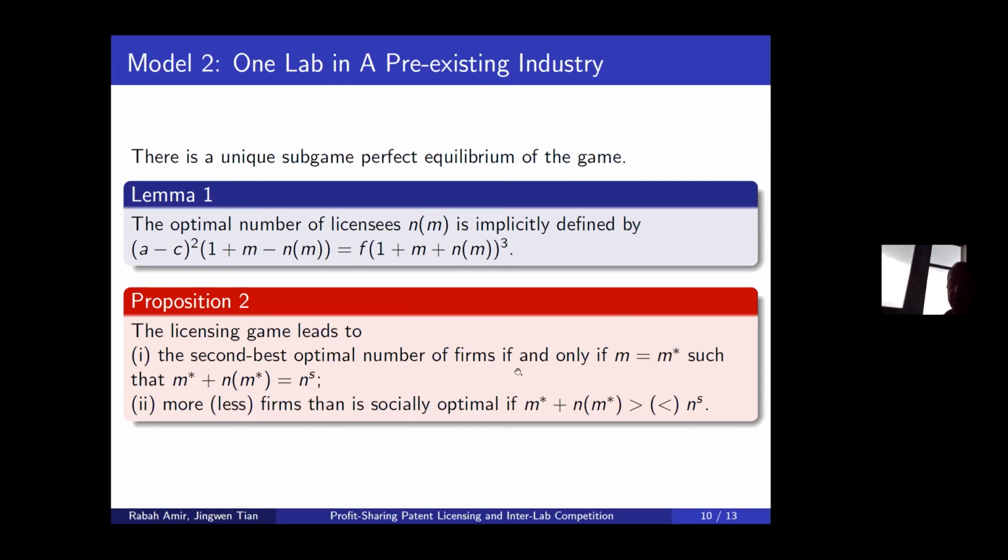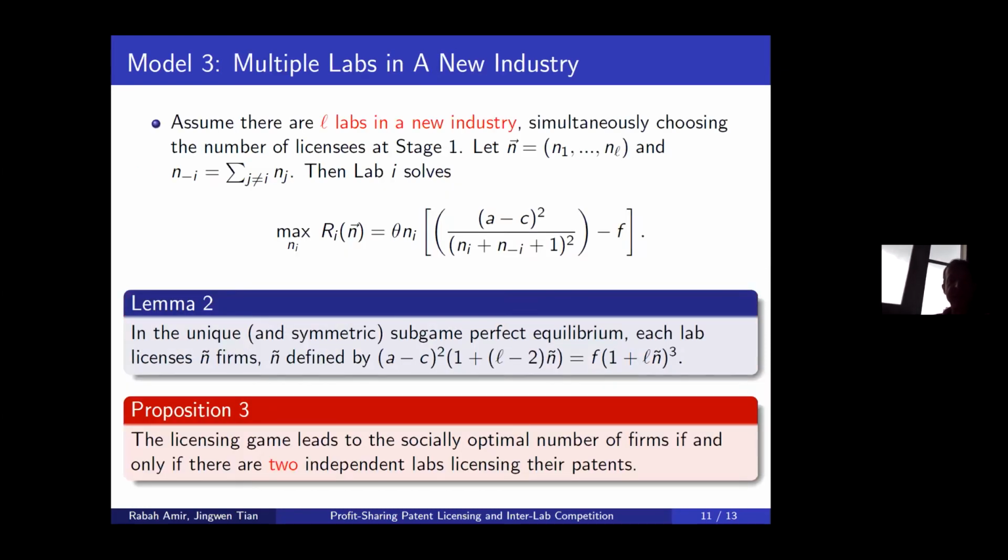All right, so this is the situation of a new industry, a single lab, and existing firms in the industry equal to M. Now we go to the next model, where there are L labs, but we have a new industry, so no incumbents in the industry and L labs competing. These L labs are assumed to have developed the same technology that allows entry to any number of firms that purchase the license from any one of the labs.